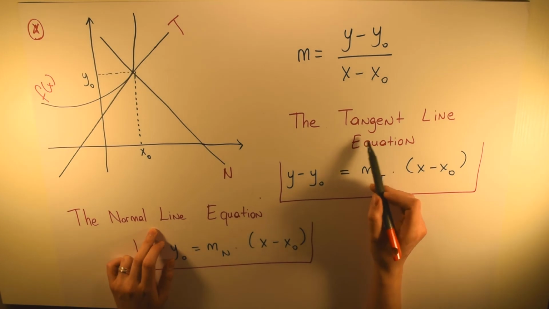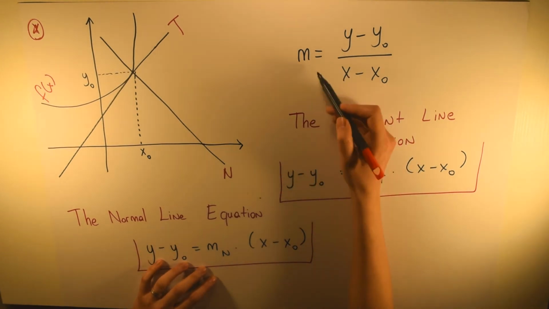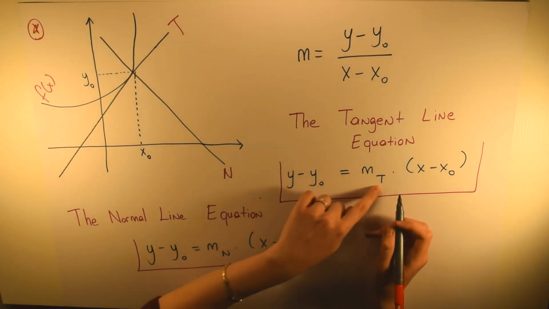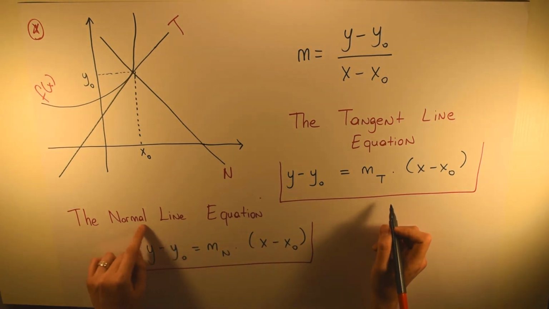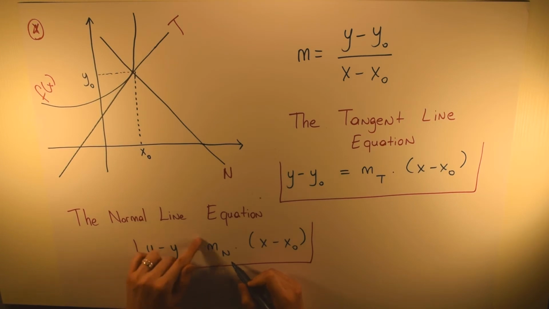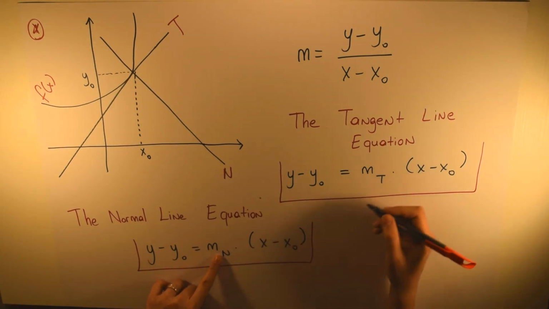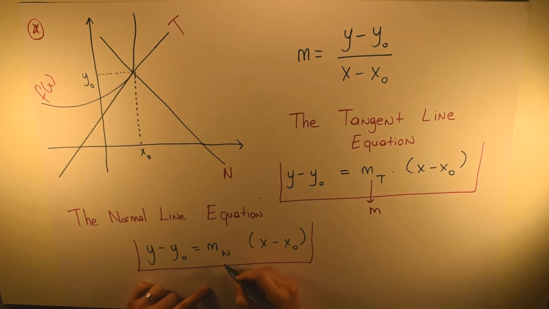So to write the tangent line equation, we just do cross multiplication here, okay? But instead of m, of course, we use the slope of our tangent line. And the same thing goes for the normal line. For the normal line, we will do the same thing, but instead of mt, here we will write mn. And as you know, mt, let's say this is equal to m. We know that mn is equal to minus 1 over m.